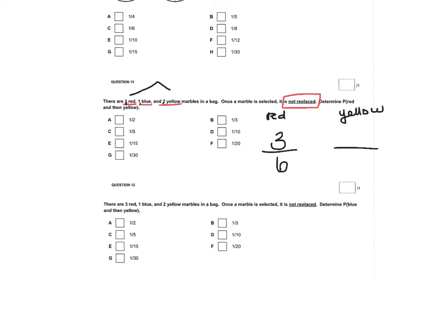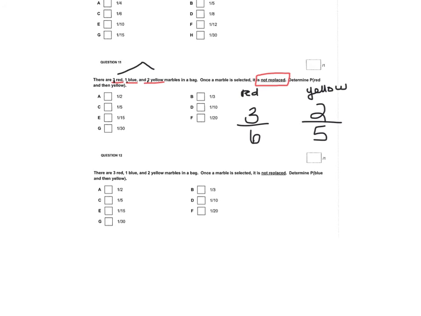Okay, the second time, we didn't put that red marble back. We pulled 1 out, and we didn't put it back. So I took 1 away from that total of 6, and now my total is 5. Now what's the probability of it being a yellow? I still have all my yellows, so that would be 2. 2 out of 5. Okay, reduce if you can, multiply across.